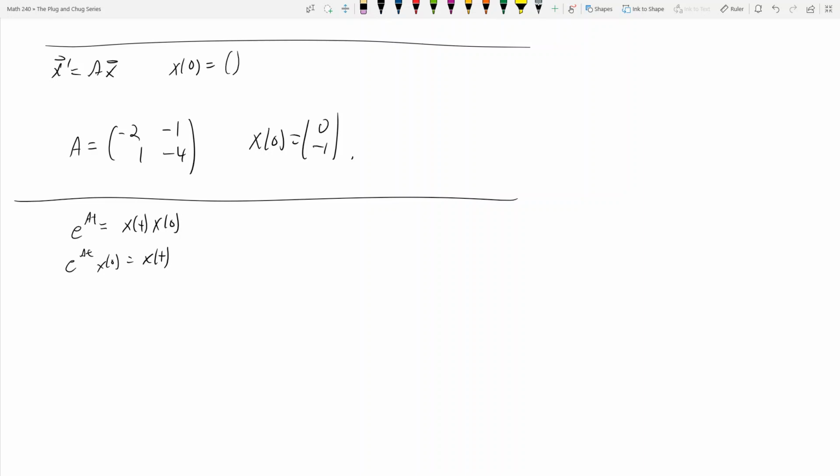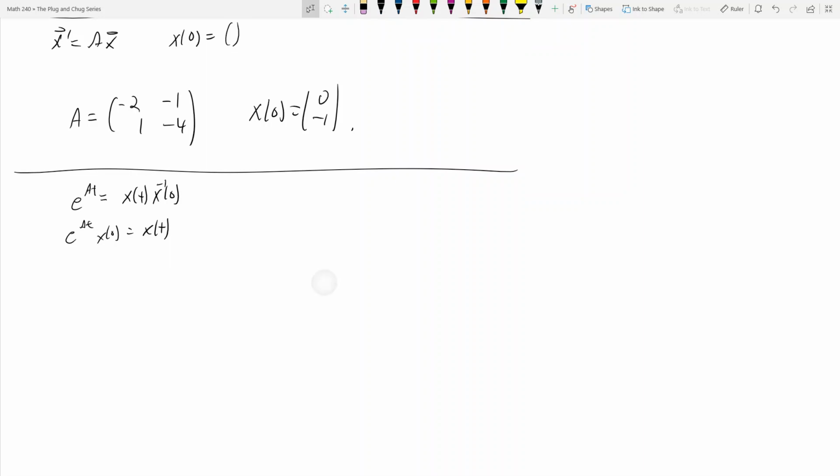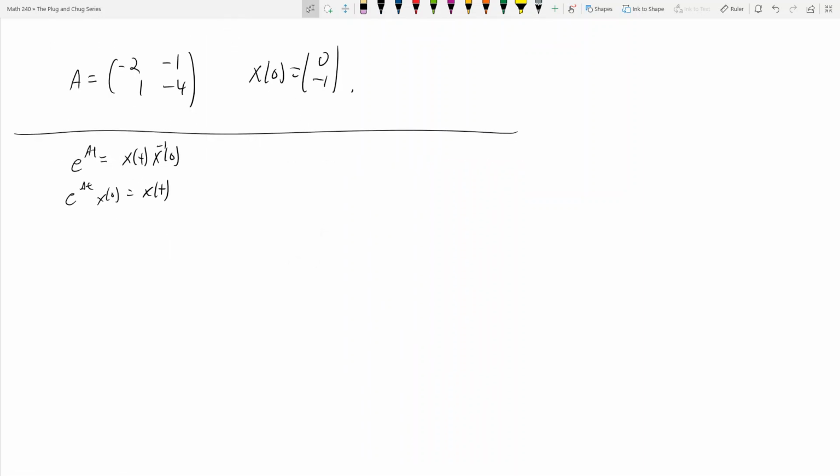Technically speaking, I think it's written in their book as X inverse at 0. Okay, it's fine. We'll live with it. So what does that mean? So that means I need to find e to the At, right? Which we've been doing for ages.